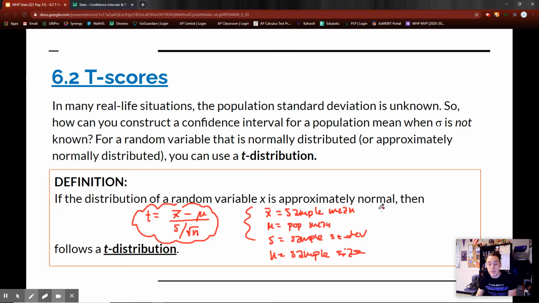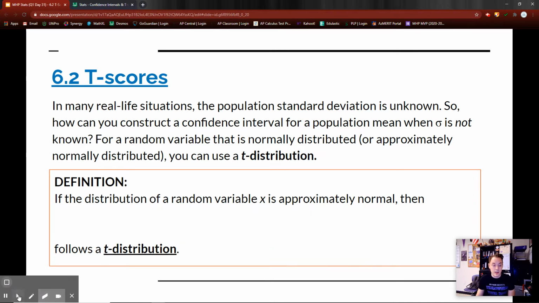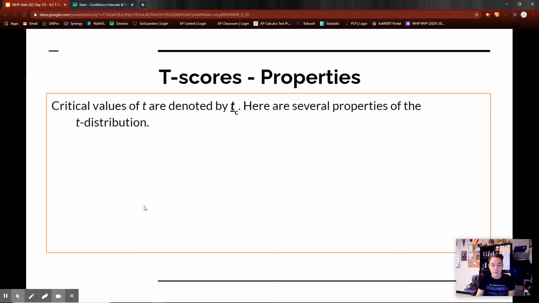So you do need your population mean, or at least a point estimate of your population mean. If you at least have a point estimate of your population mean, then you're solid. You can pretty much go through this process. But notice you're all using samples, samples, samples. You don't know the actual population standard deviation. So you're going to be using what we call a t-score or a t-distribution. Confidence intervals nonetheless, but a t-distribution. So critical values of t are denoted by t sub c.